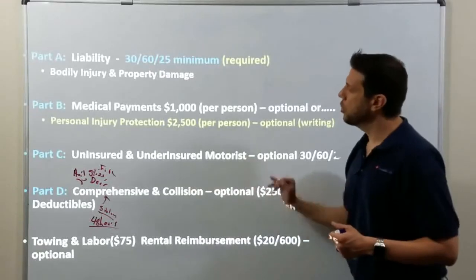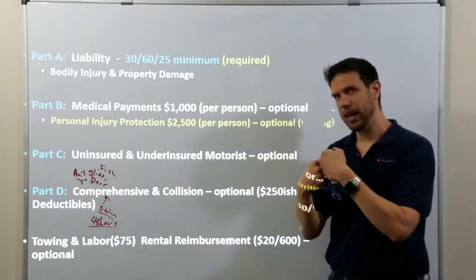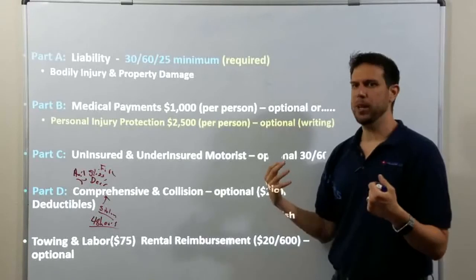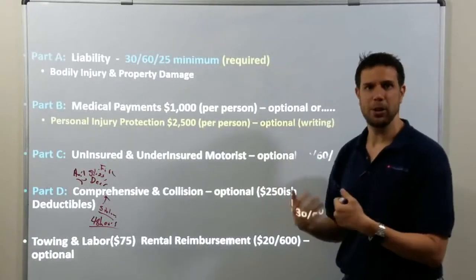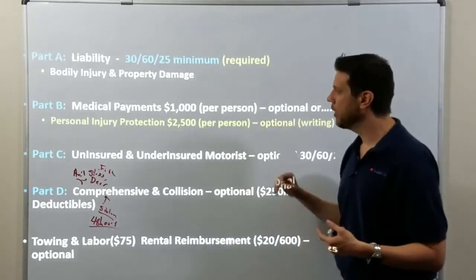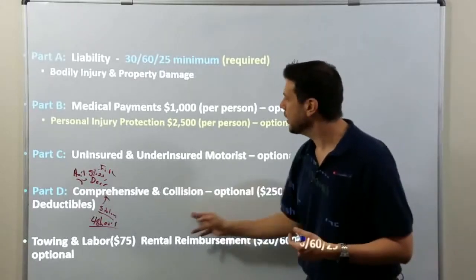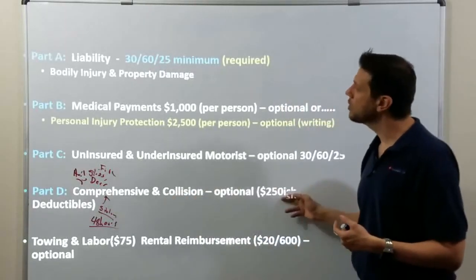Collision fixes your car if it's an at-fault accident. So like if you hit a pothole, if you hit a tree, you hit another car, you hit a guardrail, a house, collision fixes your car if it's at fault.